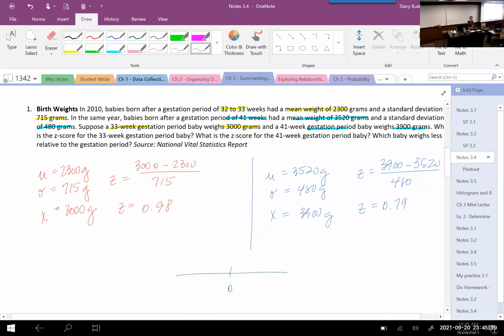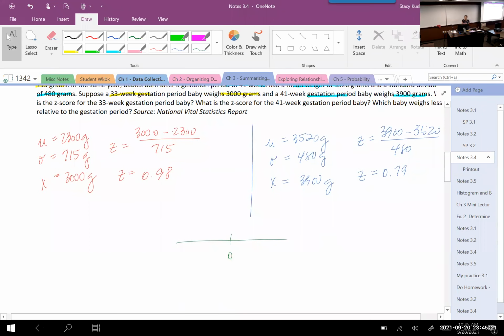Okay, so if we're thinking about this, the middle is at 0, right? When I'm comparing, who's farther away from the middle? Right? 0.98 is here, and 0.79 is there. So what are we asking? Which baby weighed less relative to their gestation period? In other words, who's closest to the middle? Oh, the full-term baby, right?